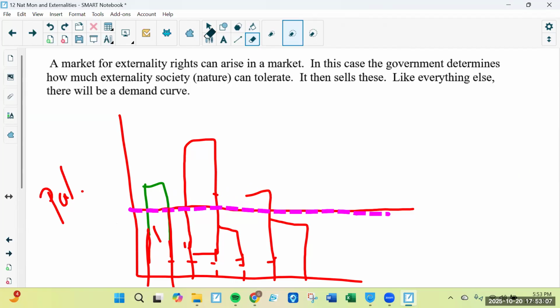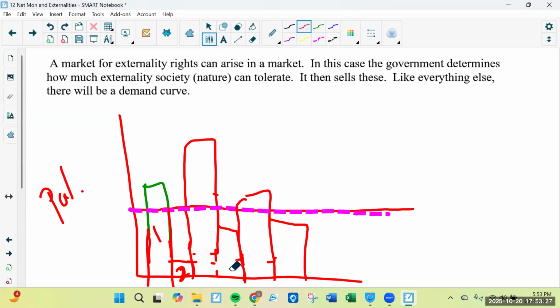Okay, let me draw it carefully. Factory two is actually way down here. So factory two is this, a little old two down here. They're not polluting at all. In fact, they're way below what they're allowed to pollute. We'll come back to them in just a minute. Factory three, oh my goodness, they're way up here.